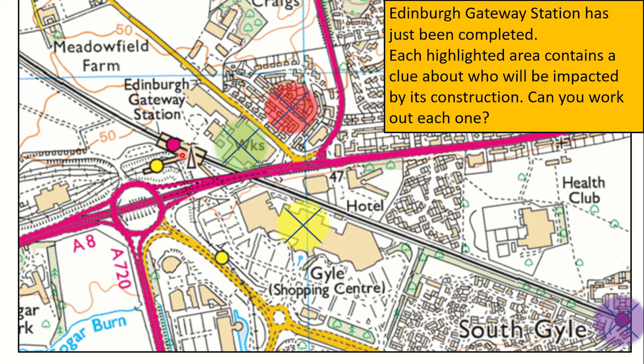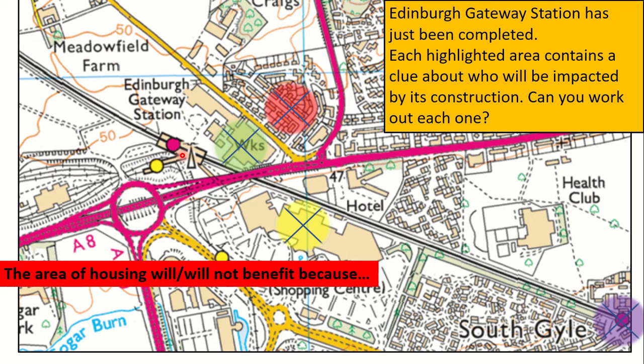Maybe you can too. To help you on your way with this, here's your first sentence starter. For the red area, the area of housing, the area of housing will or will not benefit because. You choose. You can do a sentence that's for it will benefit. You can do a sentence that says it will not benefit. You can do both. But you've got to think of a reason why.